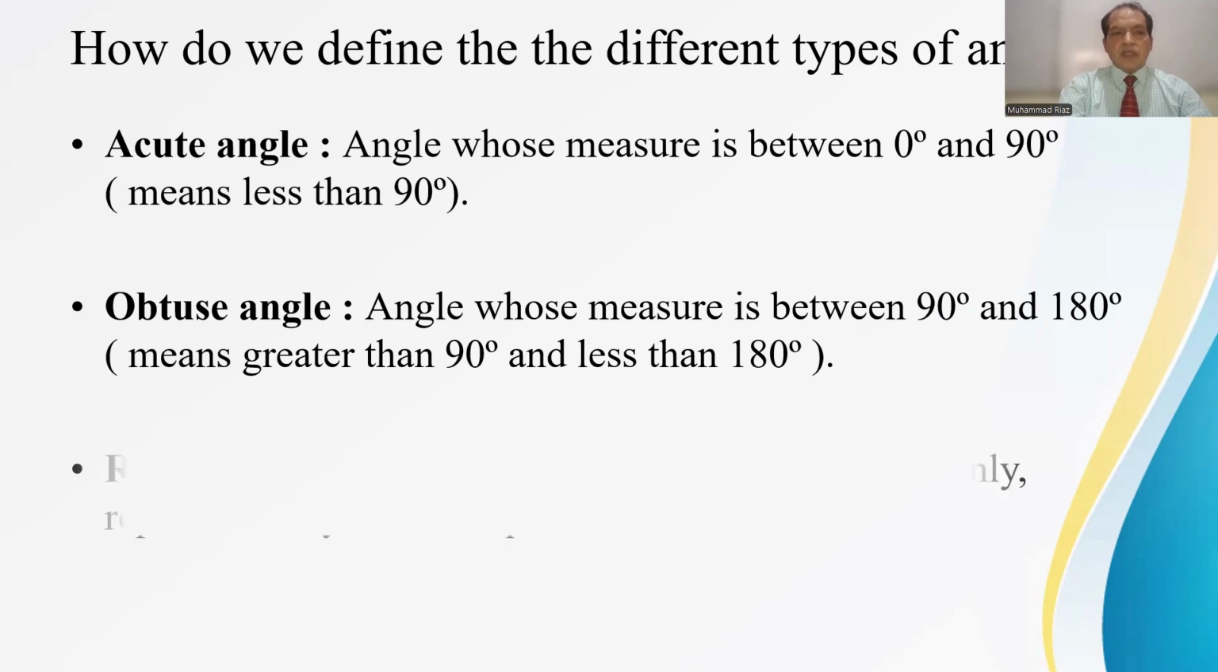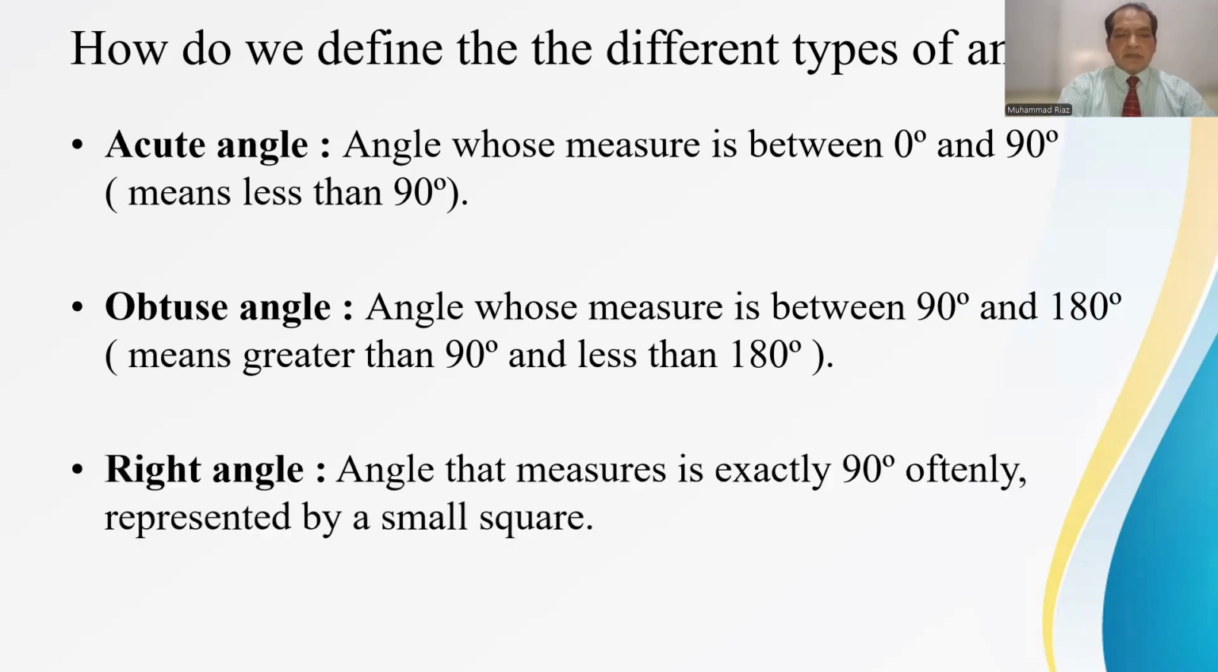Good. The other important angle is the 90 degree angle, a right angle, an angle that measures exactly 90 degrees, often represented by a small square. These are three very important angles commonly used.